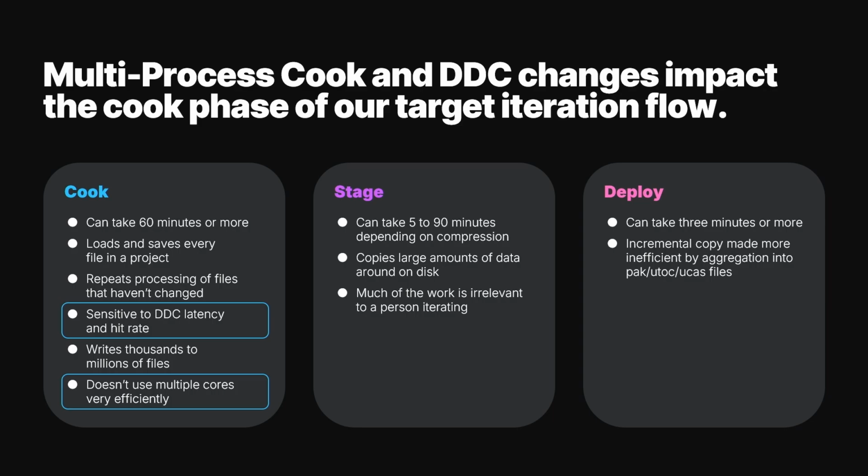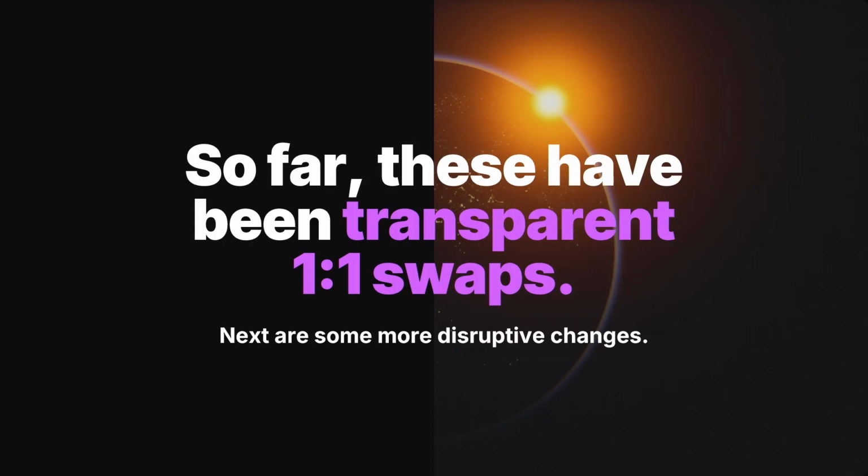Okay, all right. We've covered a few things. They've addressed some aspects of our list of problems, specifically the sensitivity to DDC latency and hit rate, and the fact that we aren't using multiple cores very efficiently. All right, that's a couple things, but a lot of problems remain. So far, the things I've talked about have been pretty transparent one-for-one swaps. The stuff coming up is more disruptive.